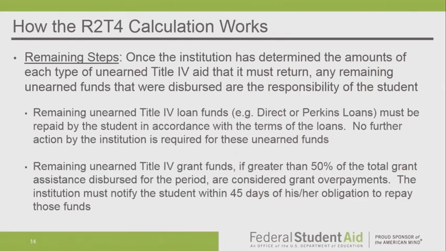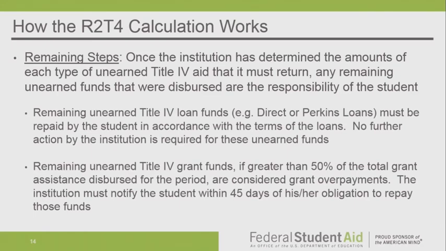So finally, once the institution has determined the amounts of each type of unearned Title IV aid that it must return, any unearned amounts that were disbursed are the responsibility of the student, with, again, the presumption being that those funds went to the student. Generally, maybe they were a credit balance, direct disbursement, whatever, and the student now has those funds in his or her possession, and he or she is responsible for returning them. And when that happens, remaining unearned Title IV loan funds are just repaid through the normal provisions of the loan, so no further action by the institution is required for those.